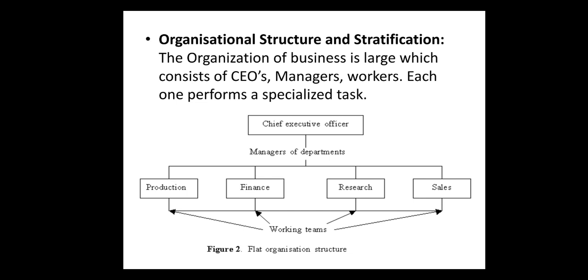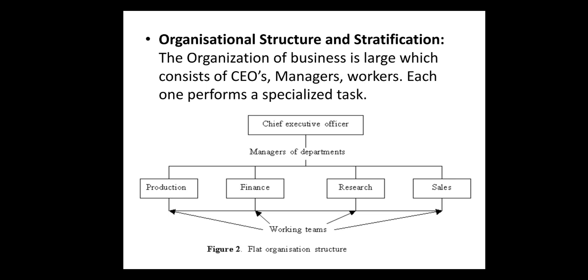The organization of a large business consists of a CEO. Under the CEO we have different managers, and under the managers we have workers. That means in modern manufacturing industries, they have a division in the workforce and the management. The management levels are divided into different groups in order to earn more profit by selling their goods. That is called organization structure and stratification.